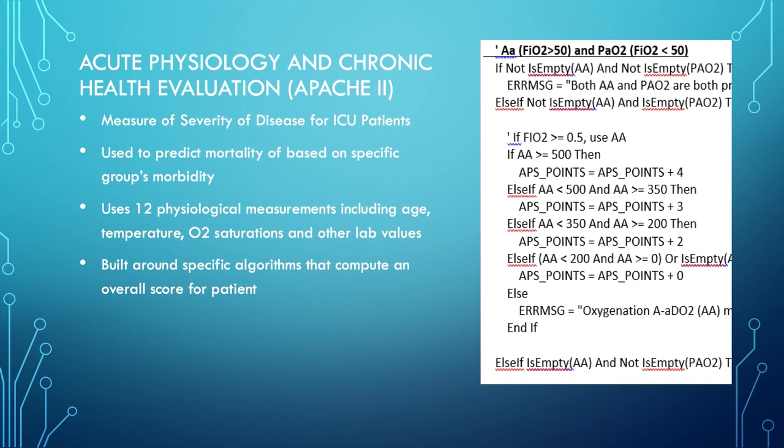Just a little bit about it. It uses 12 physiologic measurements, including age, temperature, O2 sats, and other lab values. It's built around specific algorithms to build a score. So it's not a clinician trying to say, well, they have this, this, and this. They'll have actually a number that they'll be able to look at and graph and say, this is what's going on with this patient. And if they have multiple patients, they can compare and see what their needs are.